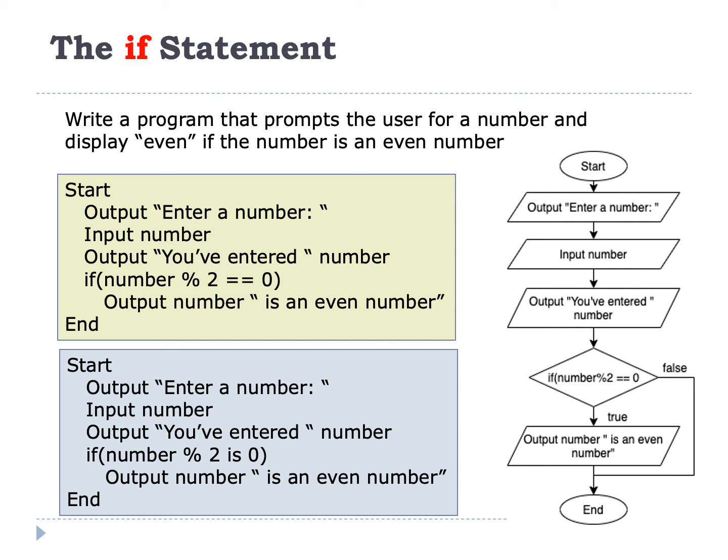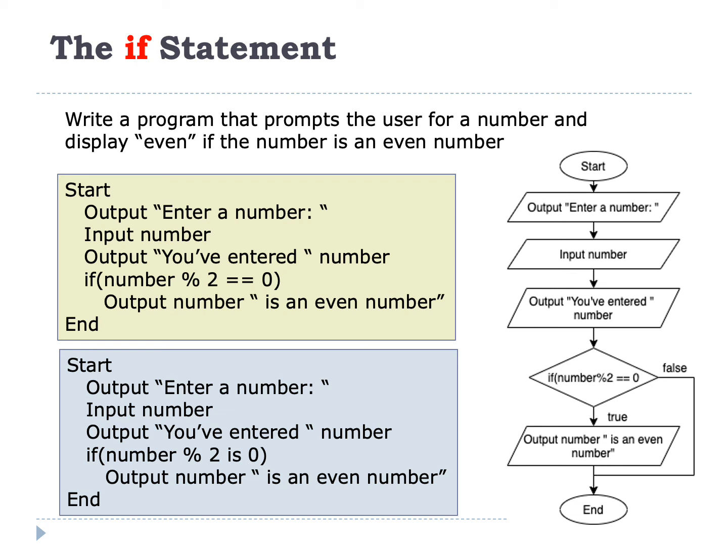As we have learned before, we have the start and end in an oval or rounded rectangle. Any input and output will be in parallelogram, and condition will be in the diamond shape. So we have output, enter a number, then input number, and another output, you have entered number. And since we have the if statement with the condition, we'll write the condition within the diamond shape. For example here, I wrote if number modulus 2 equal to 0.